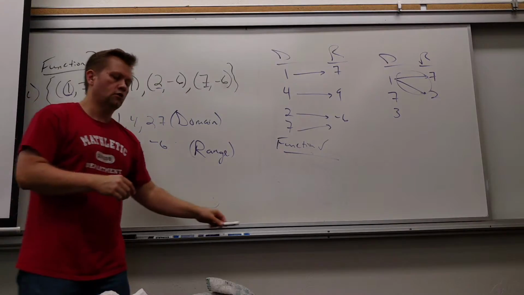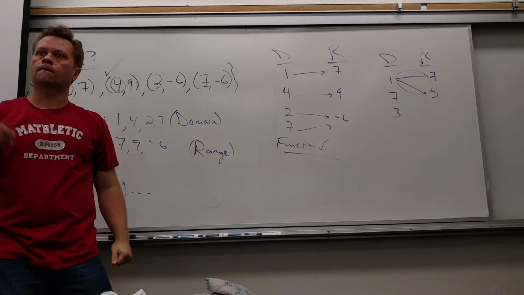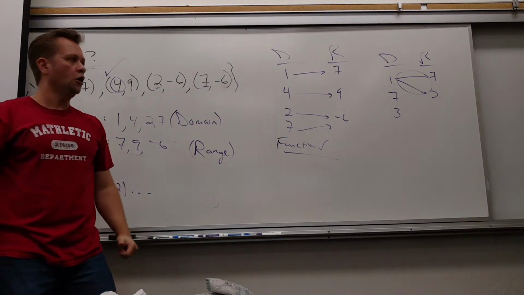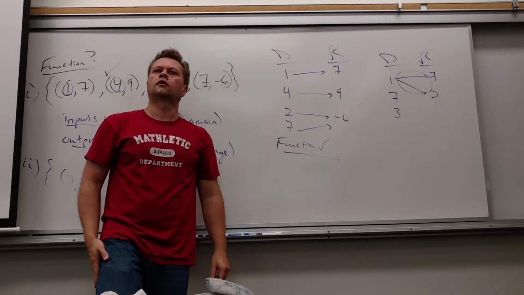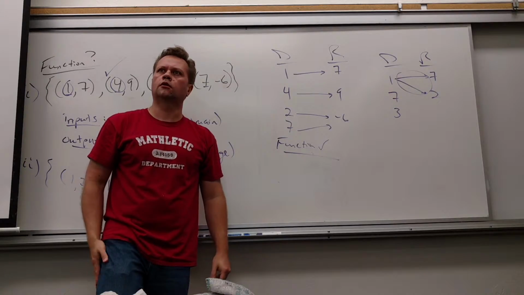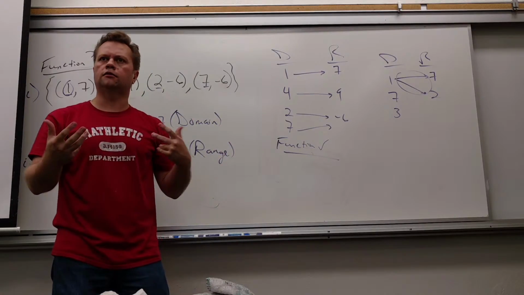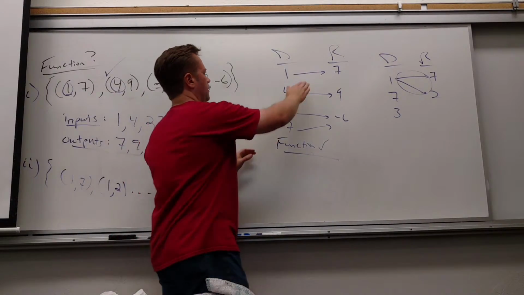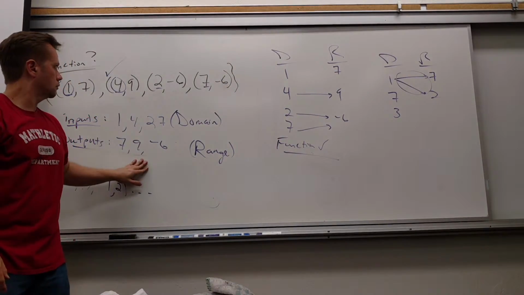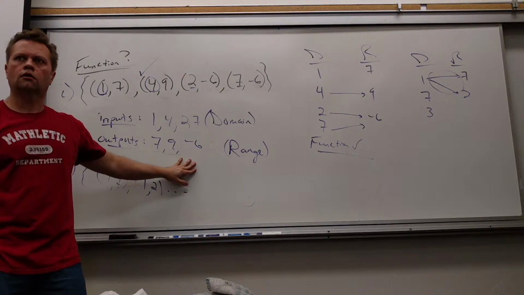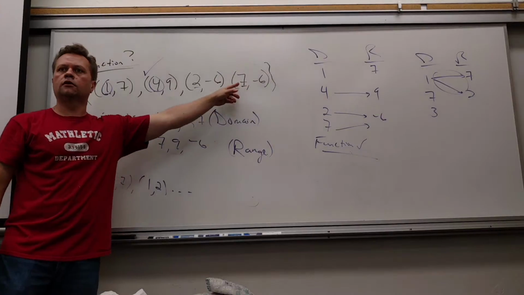Yes, ma'am? But if it didn't have, we're not going to always have the arrows, would it be like 1 and 7 and then 1 and 9? Oh, that would be really evil. But how would you know that 1 had 2 outputs if there was no arrow? There has to be arrows. If there's no arrow, that means nothing goes to anything. So if there's no arrow there, why did they list that if the function doesn't use it? How would you know if it was not a function? Then you're looking to see if any x's are repeated. That's what I was saying.